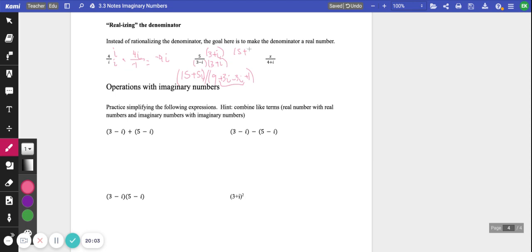So 15 plus 5i over 10. And if we want to simplify more, all of these are divisible by 5, so I can divide everything by 5. So that equals 3 plus i over 2.